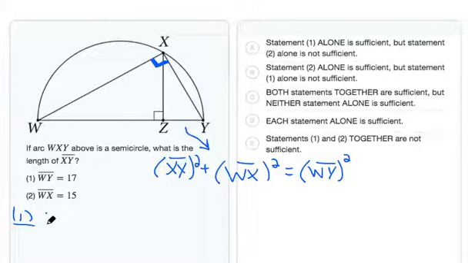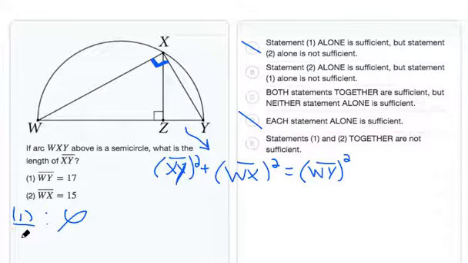Statement 1 gives us the length of WY, which is 17. So we would know the length of this side, but we wouldn't know the length of WX, and there would be no way to find it. So we don't have enough information to actually find the length of XY. So this statement alone is not sufficient. We can eliminate answer choices A and D.